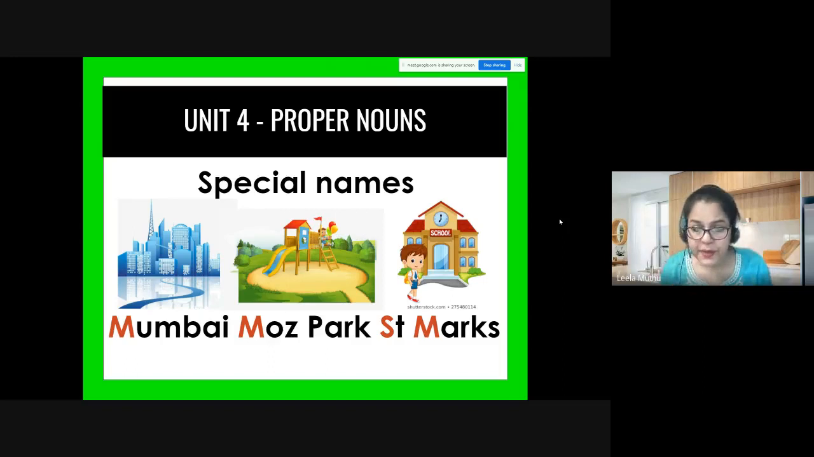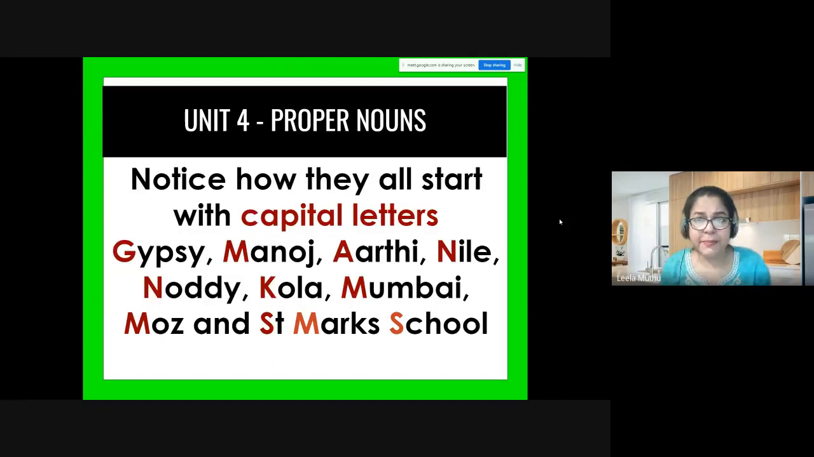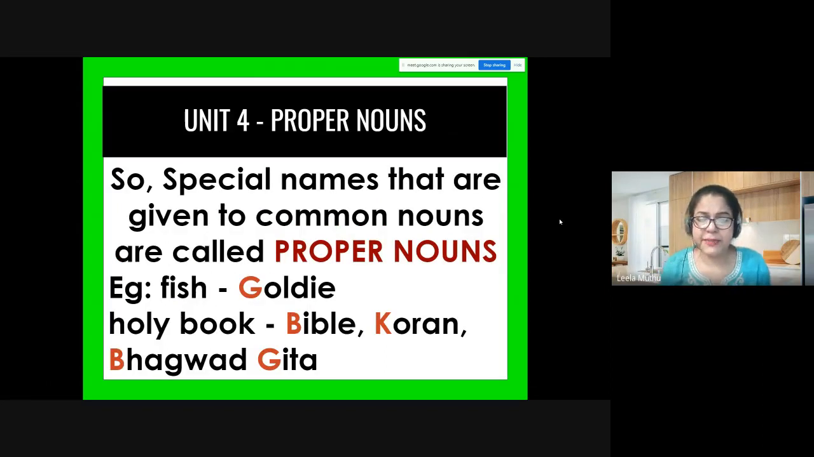Okay? Now, they all start with capital letters: Gypsy, Manoj, Aarti, Nile, Noddy, Kola, Mumbai, Moz Park, St. Mark's School. All capitalized because they're special names given to common nouns. Okay? So special names are given to common nouns, and these are called proper nouns. All right? So fish, let's say I call my fish Goldie.